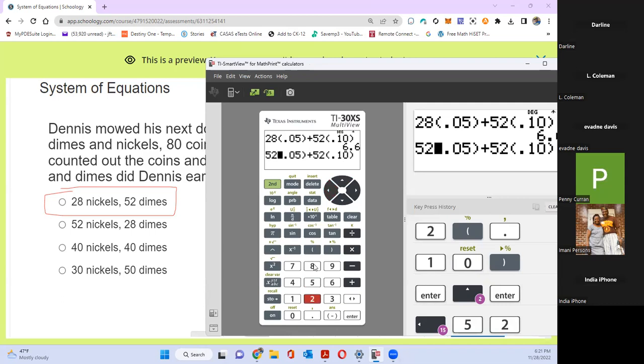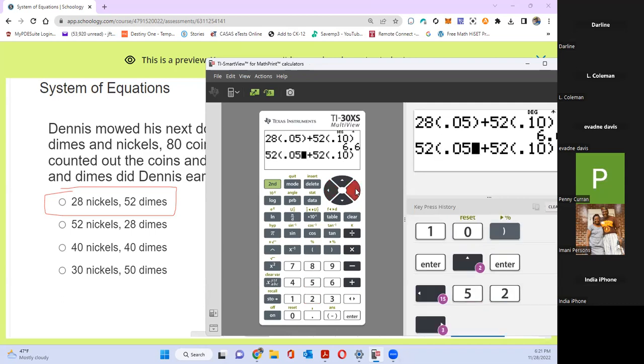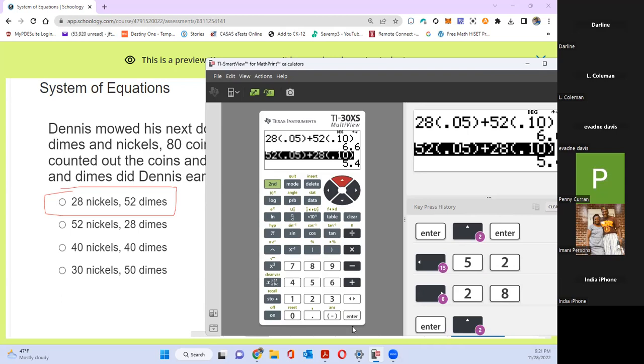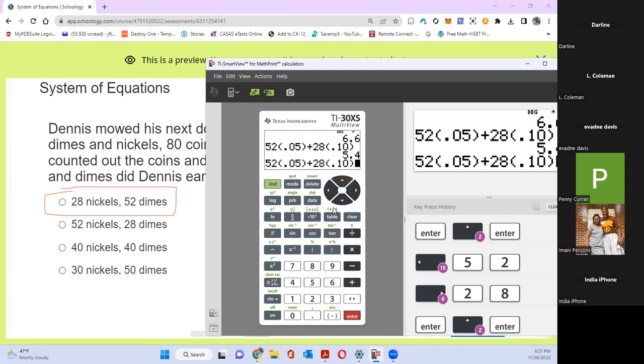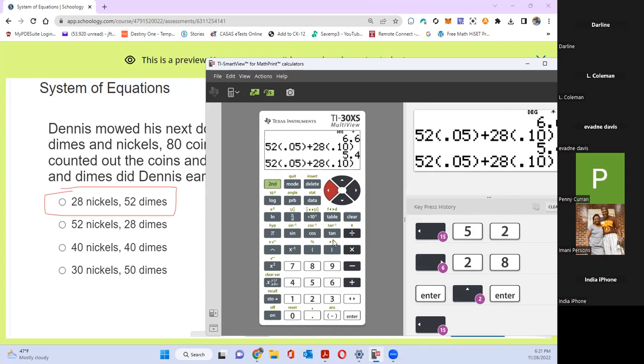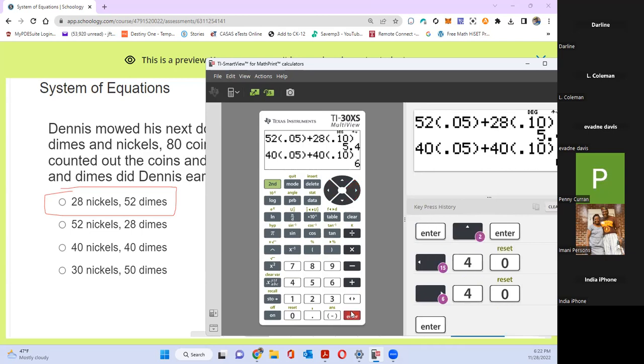Watch this, 52 is my 28 dimes. And I can change my 52 to 28. And then I could check each time, 540, that was wrong. Let me go 40, go back up into the expression, hit enter, and change my numbers to 40 and 40. Again, this is using the multiple choice to get the answers you need without having to solve it algebraically.